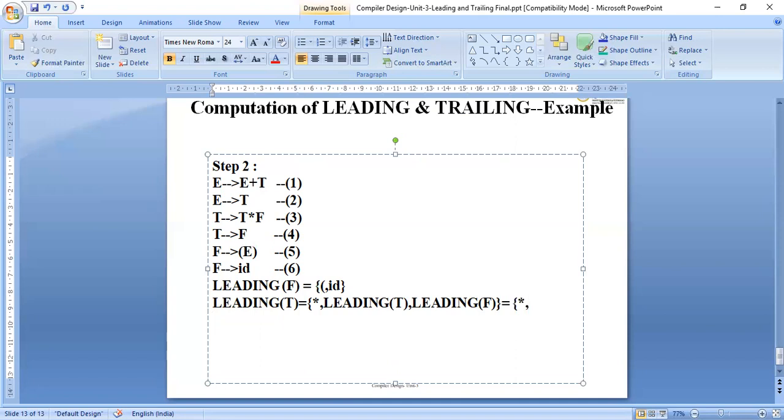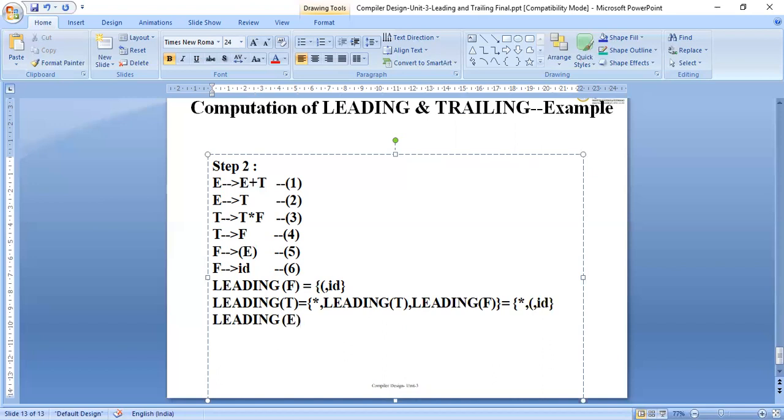Next is, when you go with trail leading of T, you will be having open bracket followed by id. Okay, so this is leading of T, and now we have to come with leading of E.